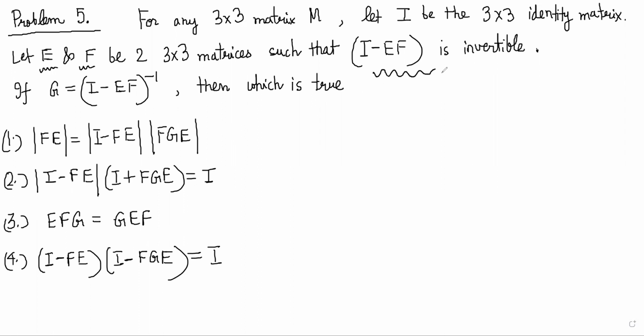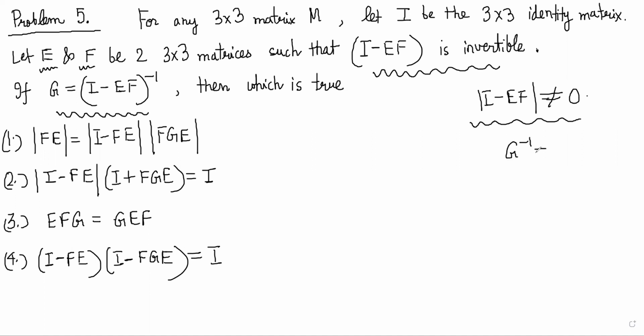So first of all, we know that this is invertible and G is equal to I minus EF inverse. So we can first of all say that det of I minus EF should not be equal to 0, because it is invertible, its det cannot be 0. Therefore, G inverse will be equal to I minus EF, since the inverse of an inverse is itself.